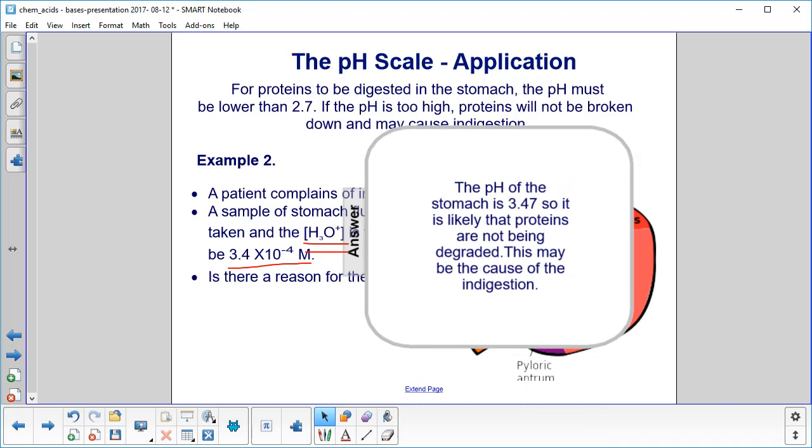When you calculate the pH, which is a negative of the base 10 log of the concentration, you get 3.47. So that's not as acidic as you'd like for the stomach. So it's likely that proteins are not being degraded, and that may be the cause of the indigestion.